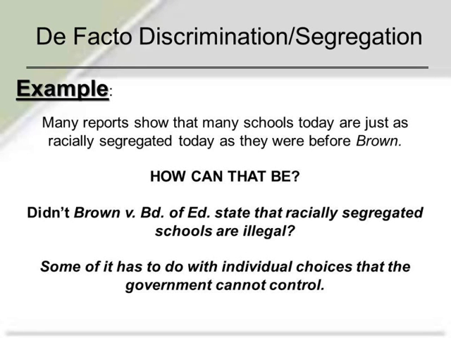But the problem is that today's racially segregated schools are, for the most part, based on things like individual choice and other societal factors that government cannot control. In other words, it's based on de facto discrimination or de facto segregation. Just because the government can't absolutely eliminate a de facto issue like individual choice or economic status doesn't mean the government hasn't tried. And let me give you an example.